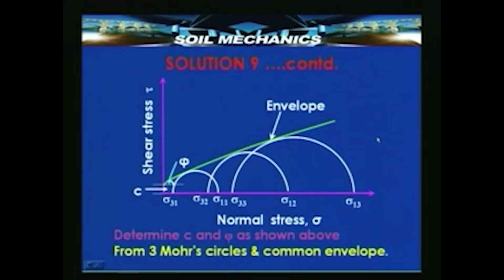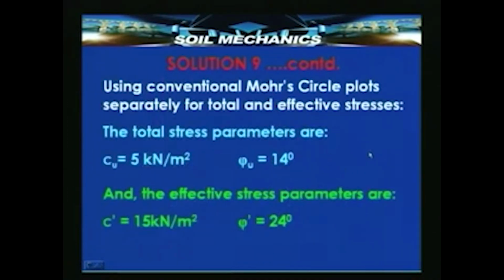Once again, either we can get the shear strength parameters using the Mohr envelope like this, plot 3 Mohr circles and draw a common tangent, or we can get it from the PQ plot. If we use the Mohr circle plots, we can draw Mohr circles for total stresses entirely or for effective stresses entirely. If I plot the 3 Mohr circles using the total stress values and get the intercept and inclination of the common tangent, I will get 5 kilonewton per meter square as the undrained cohesion and 14 degrees as the angle of friction.